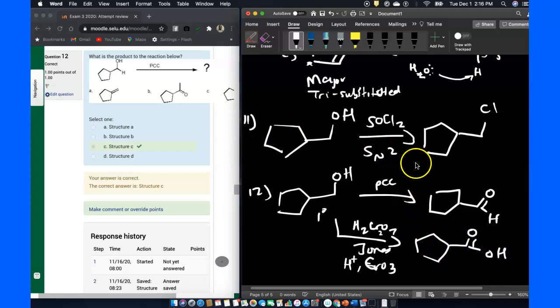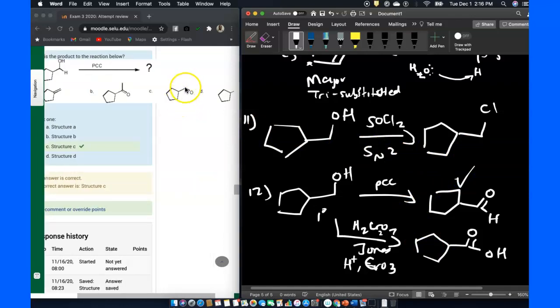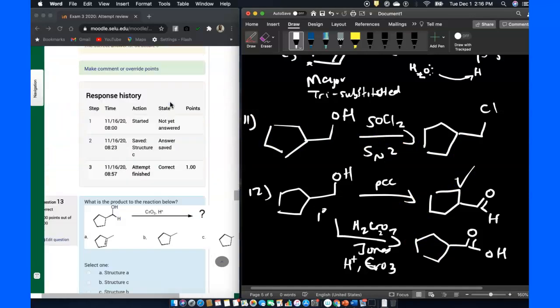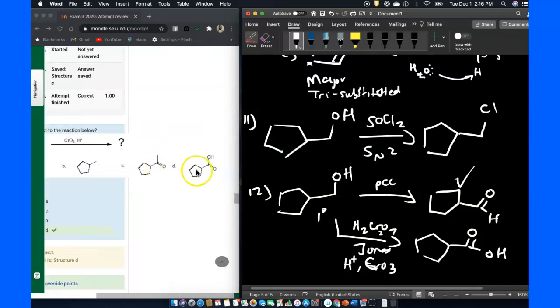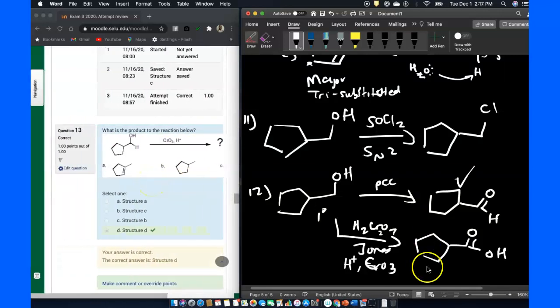So the answer for question 12 is an aldehyde, which happens to be structure C. The hydrogen is there, just not drawn. Now here's the Jones. If it's Jones, you get the carboxylic acid, which is D, which is what I've shown here for question 13.